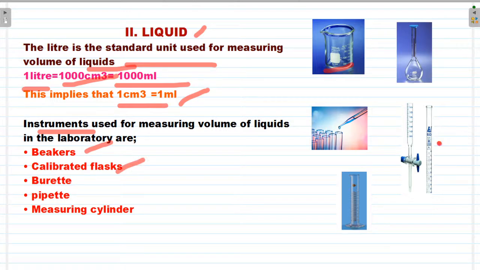This is a burette, which we can use in the laboratory to find the volume of any liquid, such as methyl orange. There is another, the pipette, which we use in the chemistry lab. The other is a measuring cylinder, which we already used.